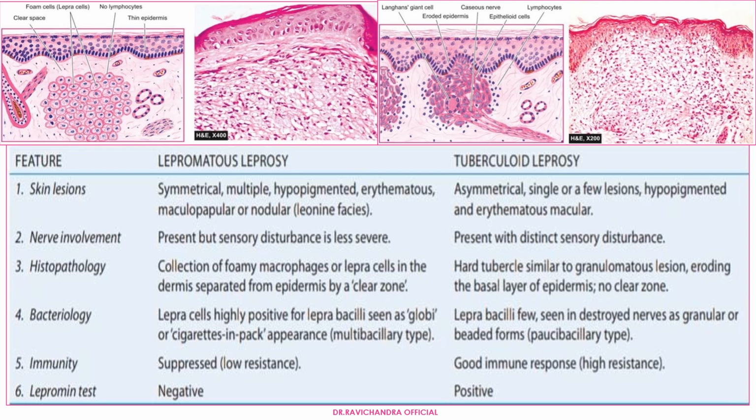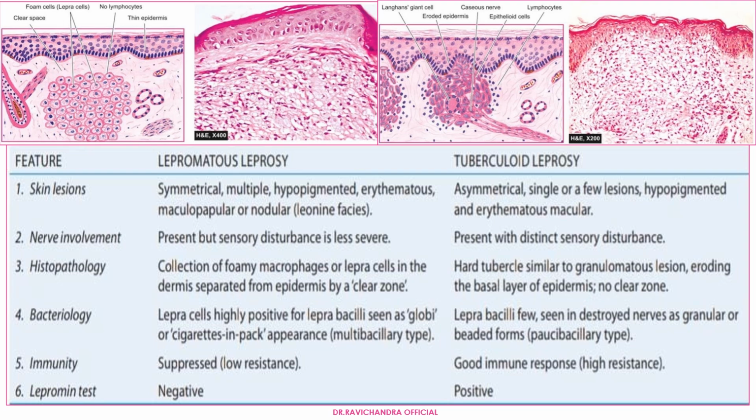First one is skin lesions. In lepromatous leprosy, they are symmetrical and multiple, whereas in tuberculoid leprosy, they may be asymmetrical, single, or few lesions. In both lepromatous leprosy and tuberculoid leprosy, they are hypopigmented. Sometimes papular or nodular lesions may be seen in lepromatous leprosy. These nodular lesions will fuse to form leonine facies in lepromatous leprosy. So, leonine facies is seen in lepromatous leprosy.